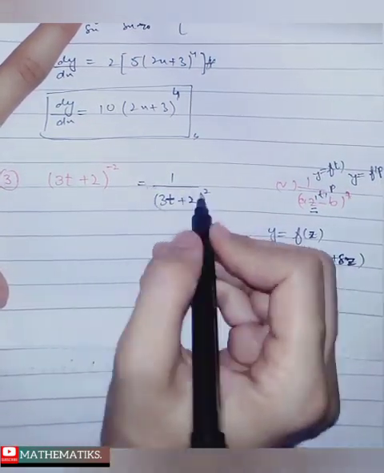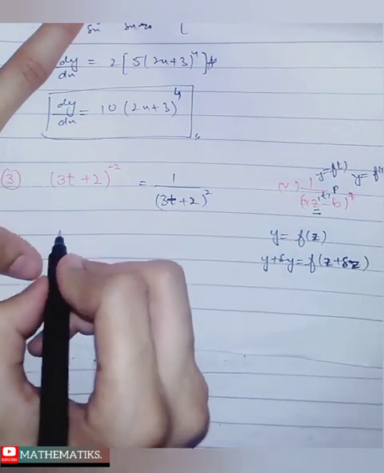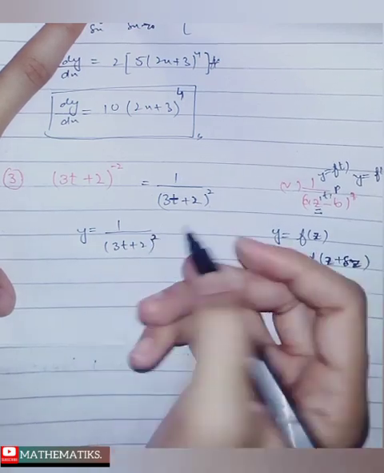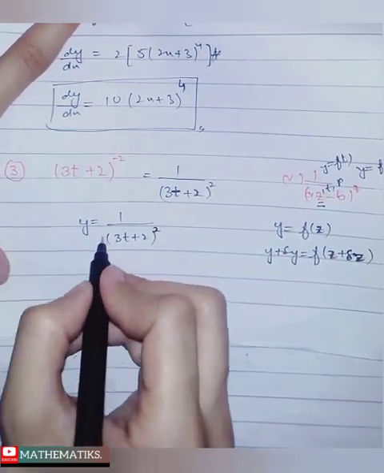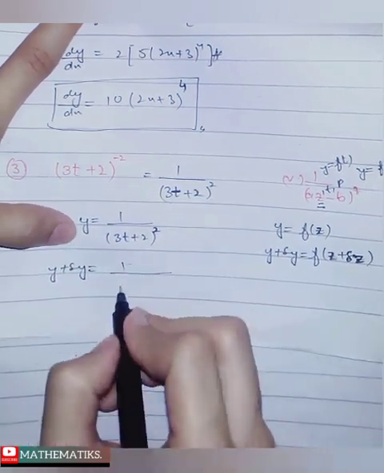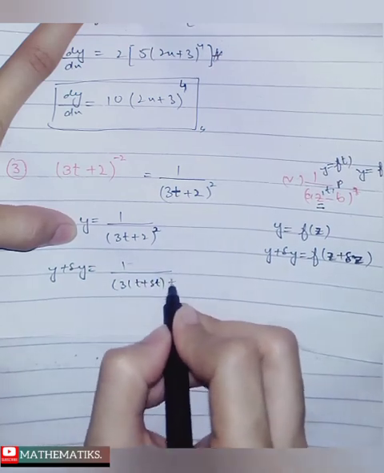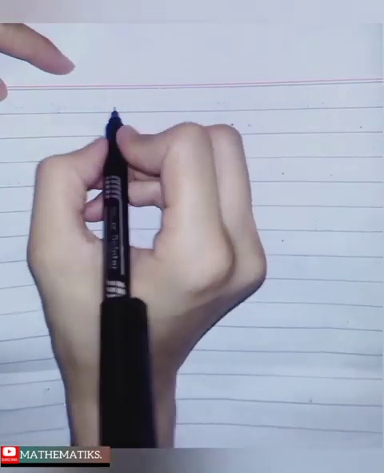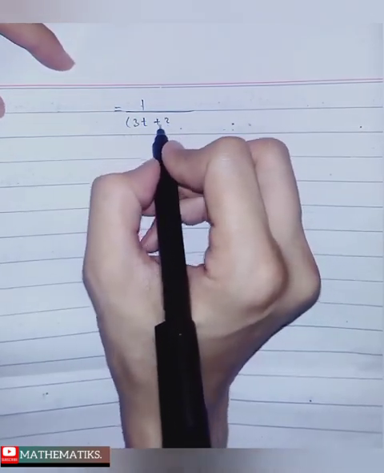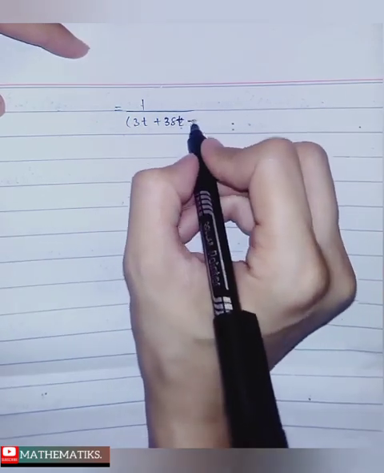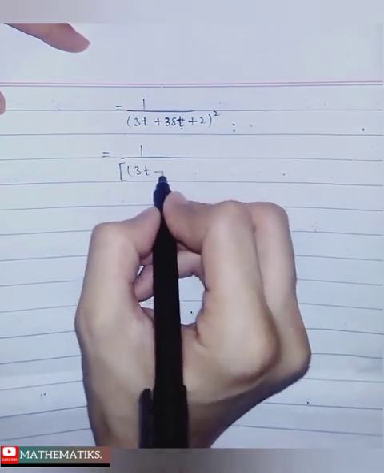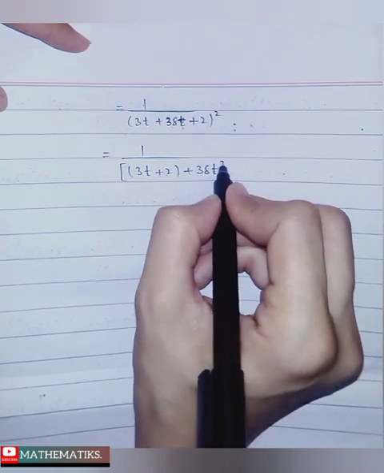Okay, this is equal to this, so I'm going to add a minor change. First of all, we let y equal 1 divided by (3t plus 2) whole square. Then we add a minor change: y plus partial y is equal to 1 divided by (3 into (t plus partial t) plus 2) whole square. Now we simplify this as we have done for all our earlier questions: 3t plus 3 partial t plus 2 whole power 2. It becomes 1 divided by (3t plus 2 plus 3 partial t) whole power 2.